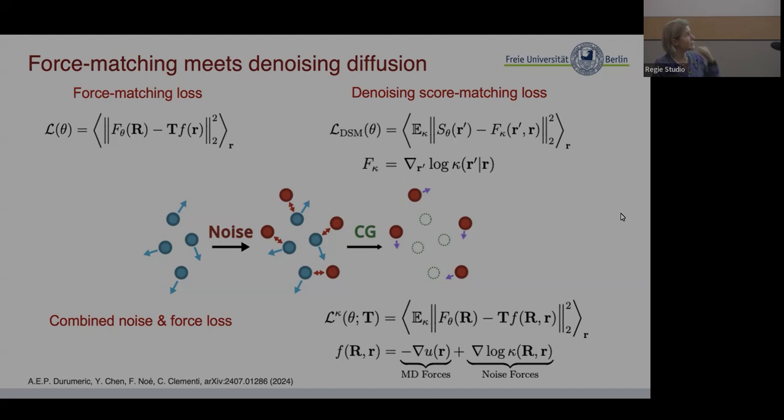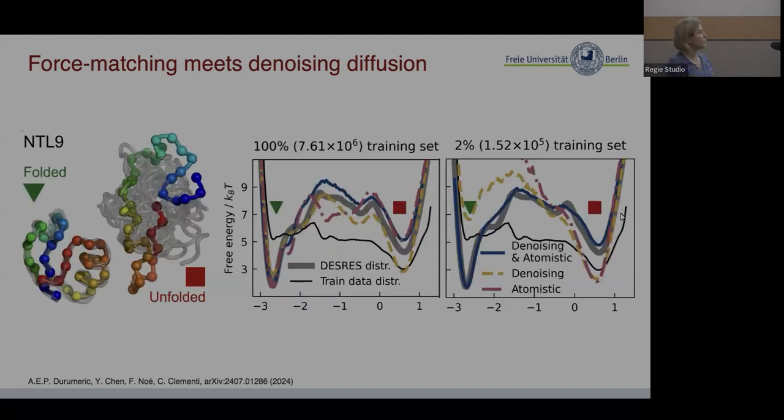Why does it work well? Because here you have information about the original Hamiltonian. The force is a gradient of a Hamiltonian, of an energy function. Here you have distributional information. You learn from the probability distribution. So these are completely different information. You combine them and you get a much more powerful method.